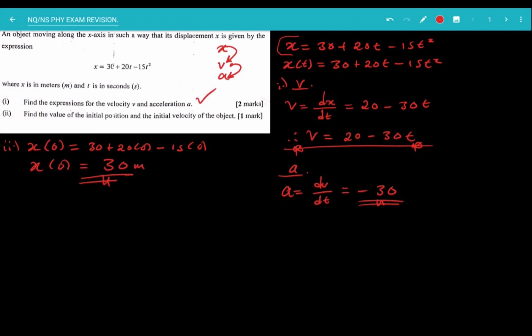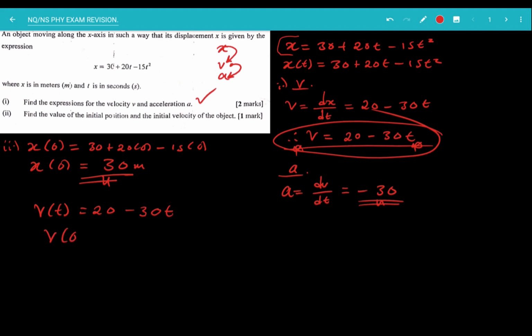And the initial velocity, we know that velocity as a function of time has been found here to be equivalent to 20 minus 30t. So v at the initial point, which is time 0, is equal to 20 minus 30 times 0. So v at time 0 is equal to 20. Now it's velocity, so it's going to be in meters per second. And that's how you go about solving this question.